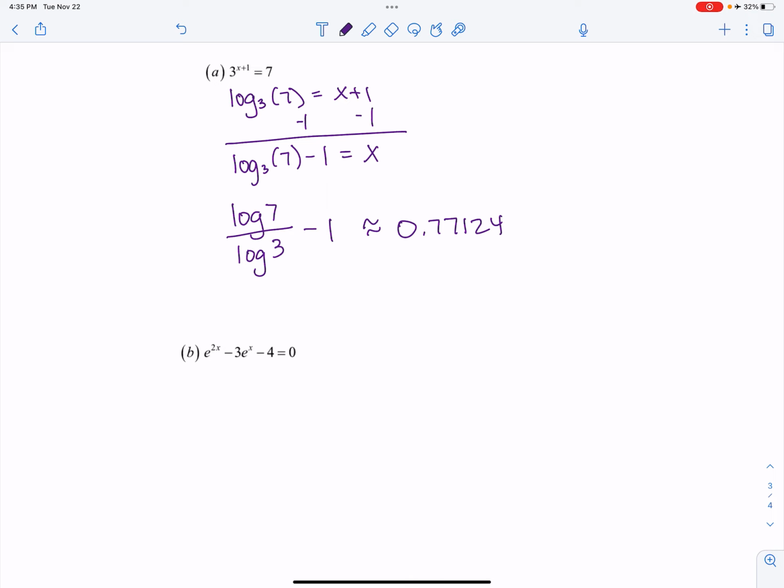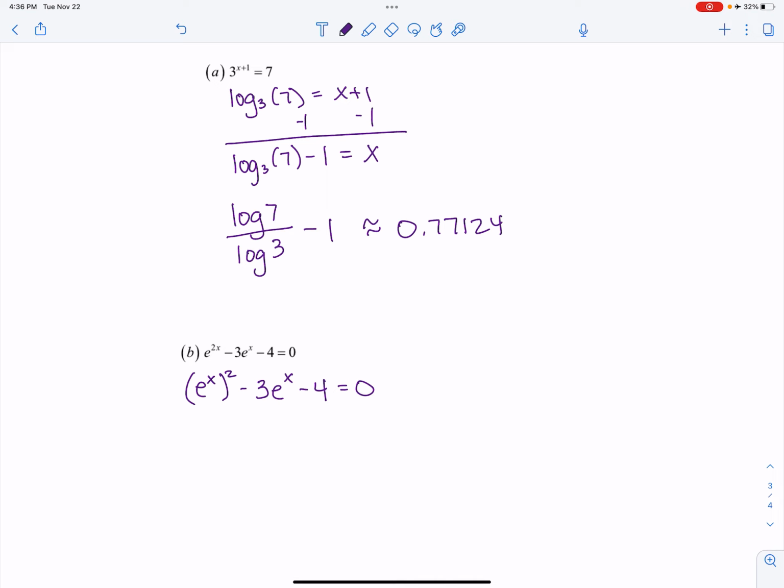And what I'm going to do is rewrite it using that power rule, power to a power multiply. e to the 2x I can rewrite as e to the x, squared, because remember, if I have a power raised to a power, I multiply them, and x times 2 is 2x. So I haven't changed the value of it, I've just rewritten it. Everything else stays the same. 3e to the x minus 4 equals 0.